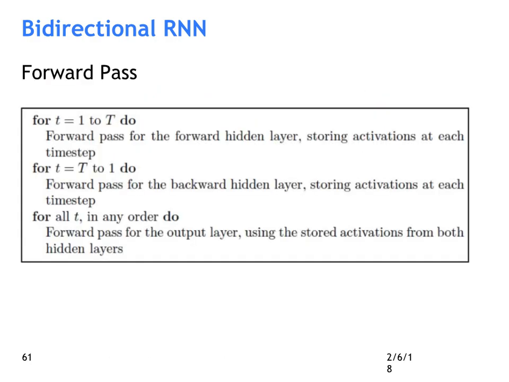Okay, then how do we train this BRNN? I tried to search to see if I could find the detailed formulas, but unfortunately I didn't find them. So this is the basic step. Because we have two directions, for the forward direction from time one to the end, we just forward pass the forward hidden layer and store the activation at each time step. For the backward direction, it's the same way, but in a different direction, from the back to the front. And for all the time steps, in any order, we forward pass the output layer using the stored activations from both hidden layers.